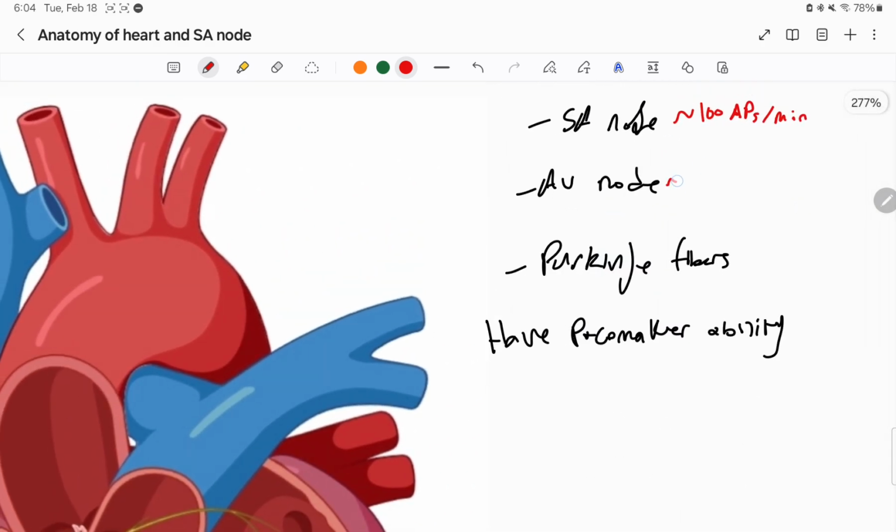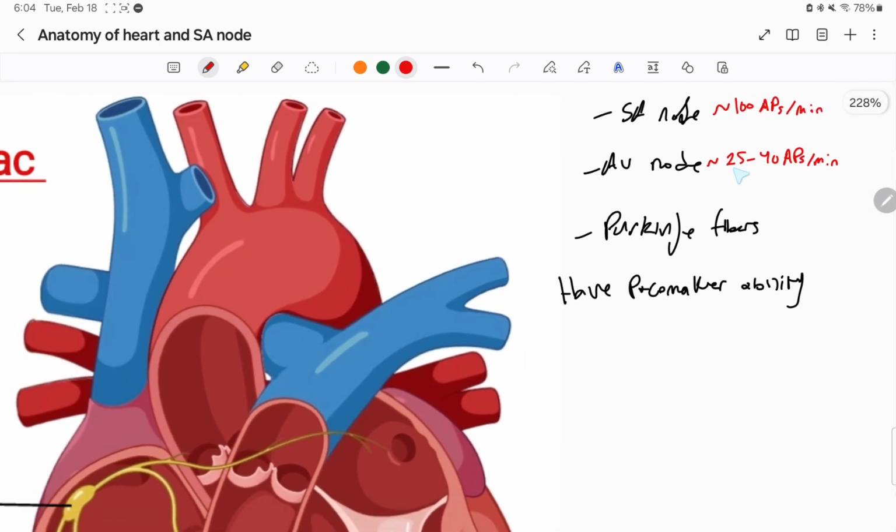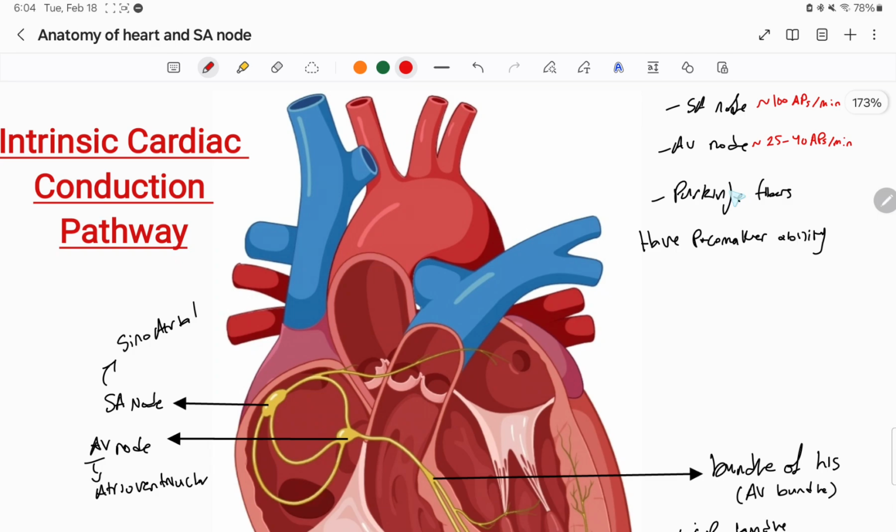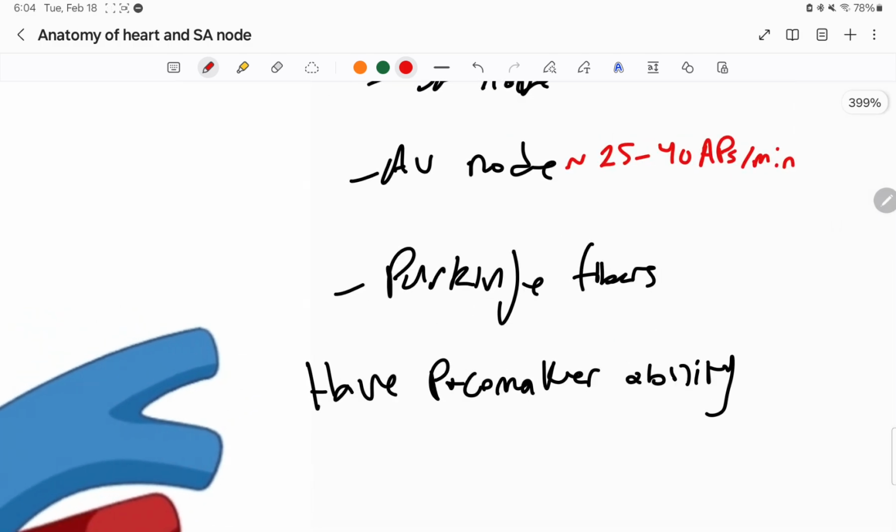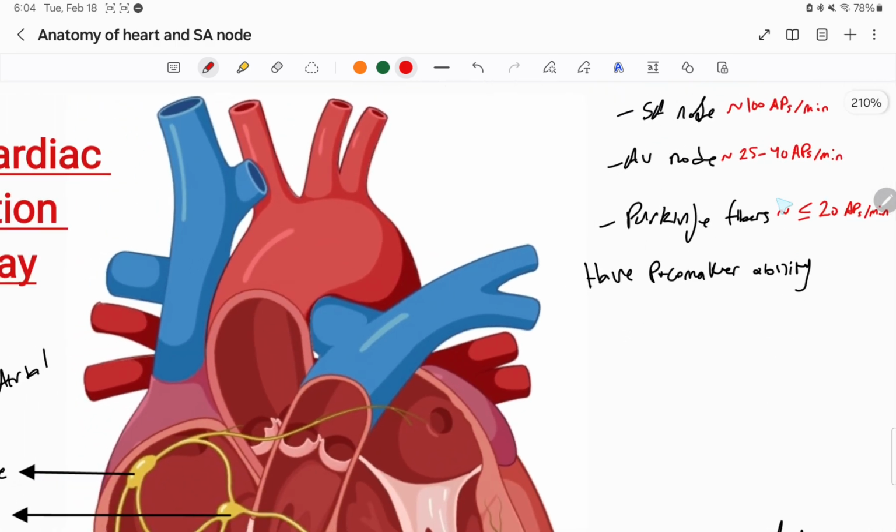Well, the AV node has an approximate 25 to 40 action potentials per minute, okay? So if the AV node was actually the pacemaker for the heart, the rate would be somewhere around 25 to 40 beats per minute. The Purkinje fibers, having the lowest, have approximately less than or equal to 20 action potentials per minute, okay? Now, here's the thing.